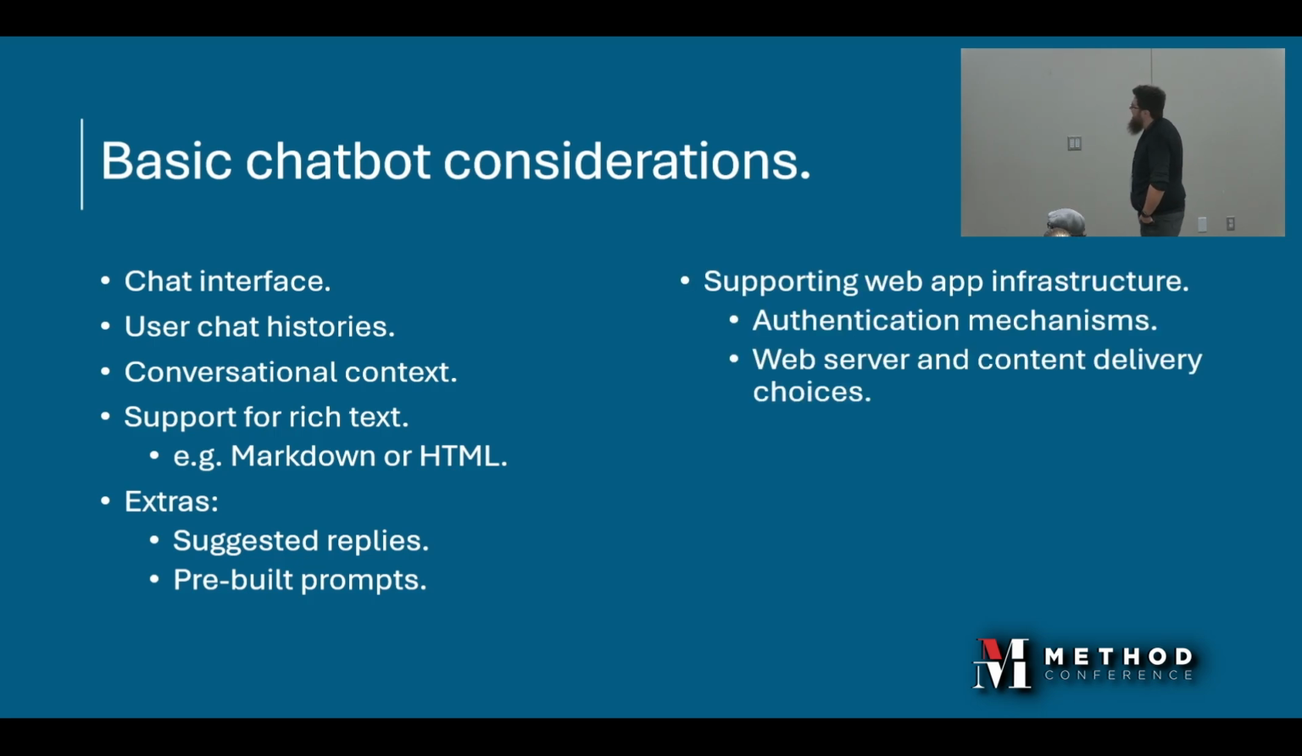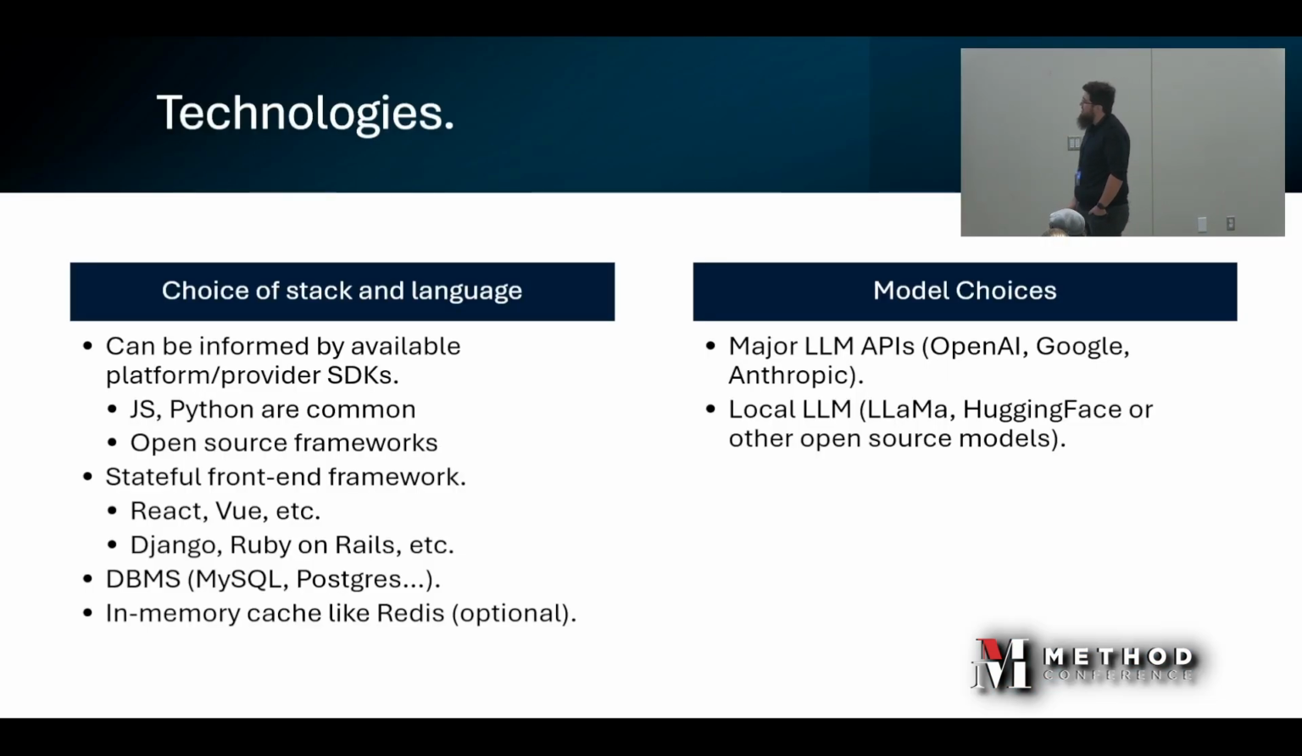But again, we need to tie this back to engineering, right? There is a supporting web app infrastructure that needs to power all of this. We need authentication mechanisms, right? Because data leakage is a big thing with LLMs, to make sure people are authorized to access this information. They're authorized to ask about that information, right? And then again, your web server and content delivery choices.